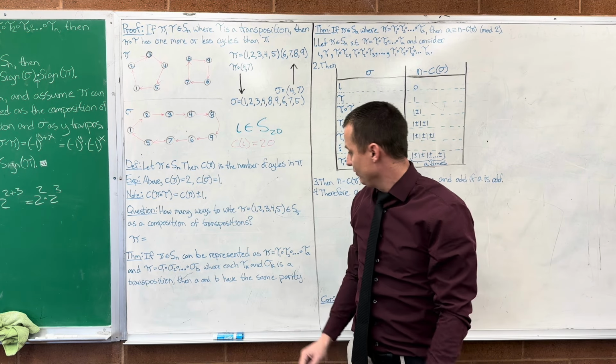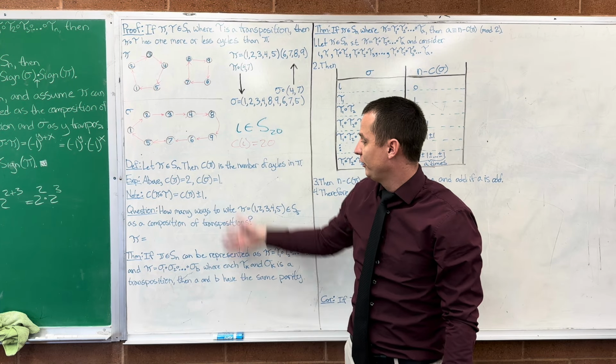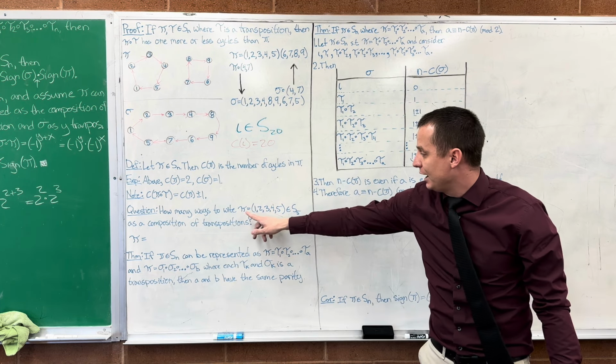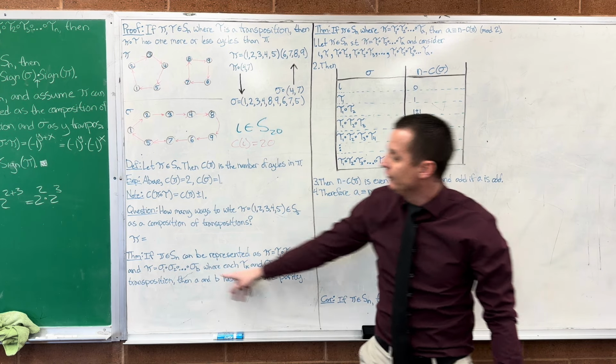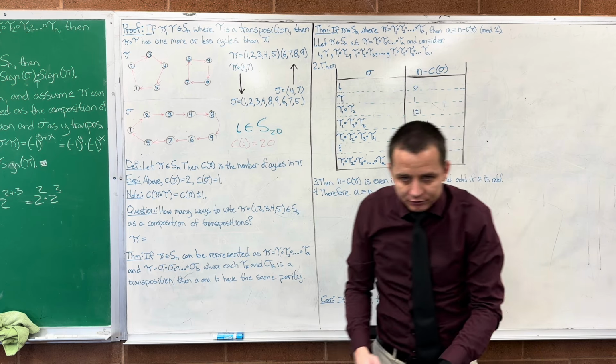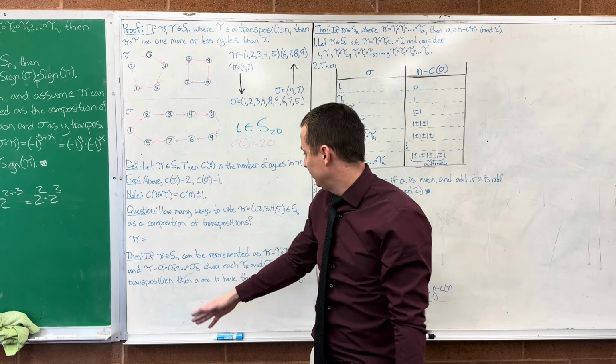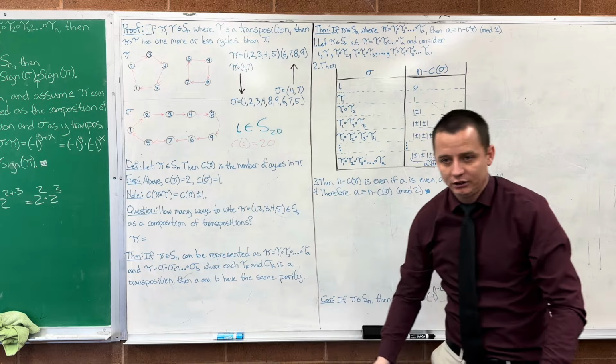Okay. So, we've already answered that question. How many ways to write pi, if pi is equal to that in S of 5, as a composition of transpositions? Infinitely many ways. But it's always going to be an even number if it's an even number, an odd number if it's an odd number. I didn't intend to have that conversation here, but we had it earlier.